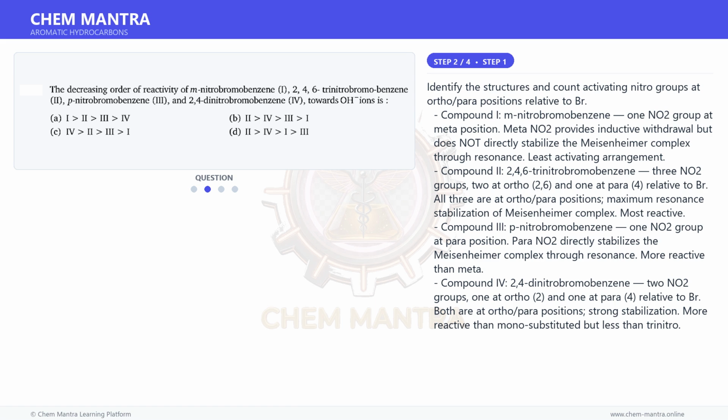Compound 4, 2,4-dinitrobromobenzene, has 2 NO2 groups, 1 at ortho, 2, and 1 at para, 4, relative to Br. Both are at ortho-para positions, giving strong stabilization. More reactive than monosubstituted but less than trinitro.